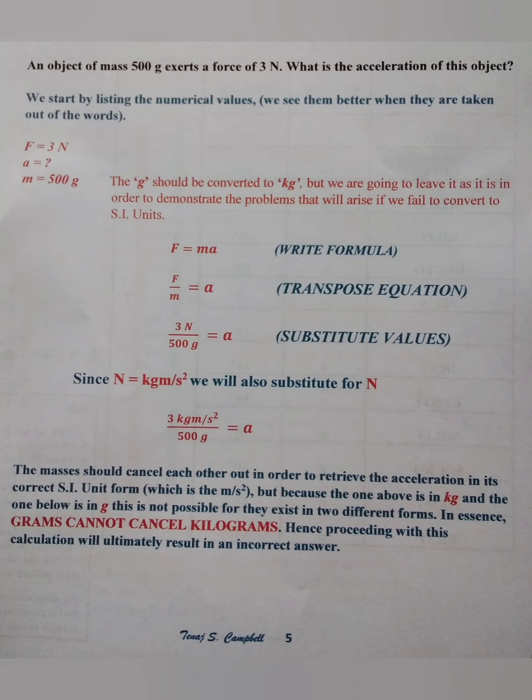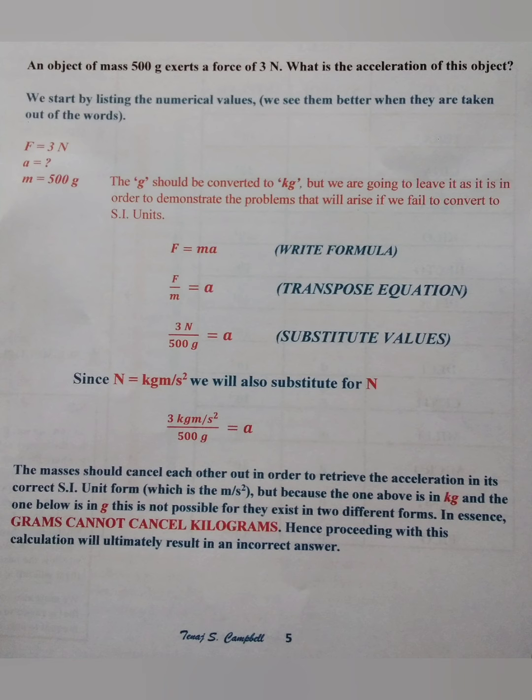The masses should cancel each other out in order to retrieve the acceleration in its correct SI unit form, which is the meters per second squared. But because the one above is in kilogram and the one below is in grams, this is not possible, for they exist in two different forms. In essence, grams cannot cancel kilograms. Hence, proceeding with this calculation will ultimately result in an incorrect answer.